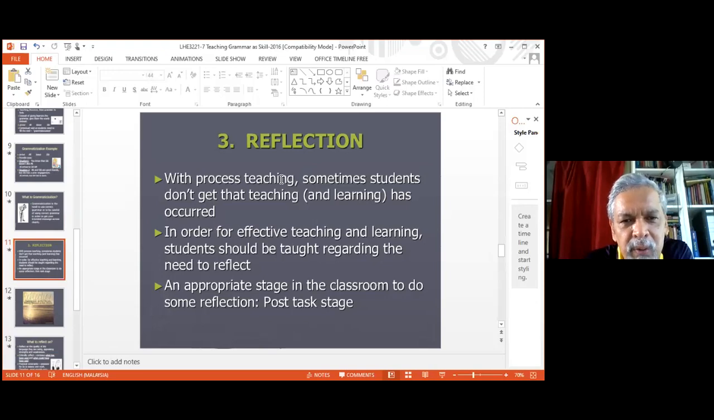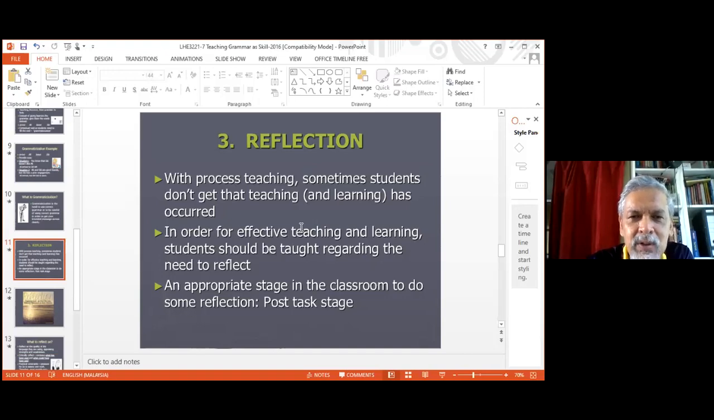So with process teaching, sometimes students don't get that teaching and learning has occurred. If you recall process teaching, it's getting to use the language, right? So when the students use the language, sometimes they feel like, what's the teacher doing? Teacher's not teaching us anything. We're using the language. We know we are the ones who are speaking and using the language. Teacher's not doing anything. But actually, the teacher has done a lot of things. The teacher has prepared the task carefully, has thought about what exactly the students need to use in order to complete the task, and so on and so forth.